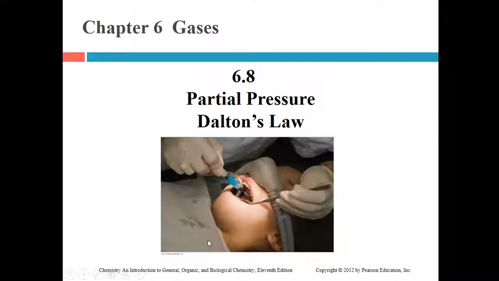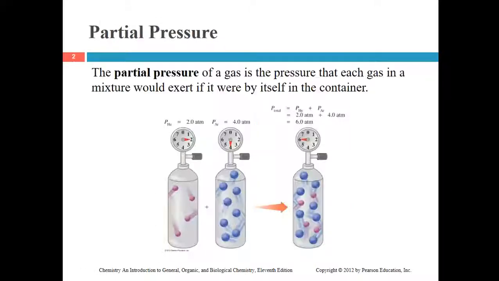6.8 Partial Pressure, Dalton's Law. The partial pressure of a gas is the pressure that each gas in a mixture would exert if it were by itself in the container. So the picture to help you understand this.